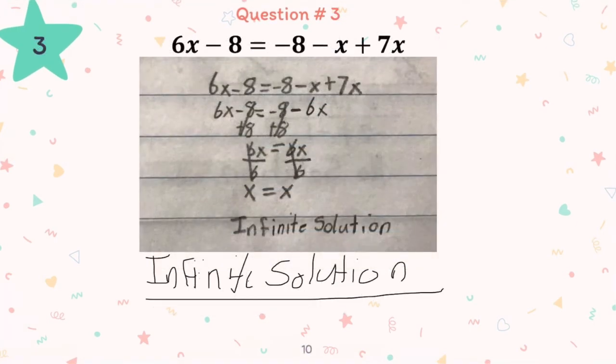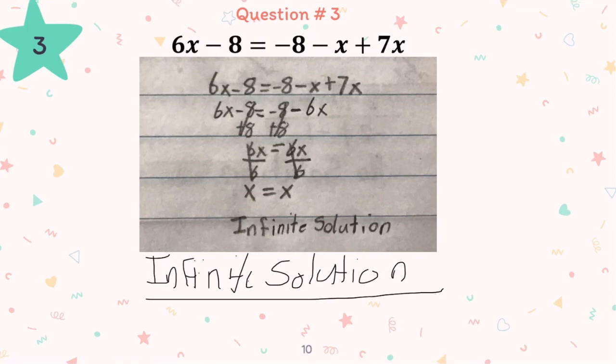So for this problem, the equation is 6x minus 8 equals negative 8 minus x plus 7x. So I added on the right side: negative x plus 7x, which equals 6x. So I rewrote the problem: 6x minus 8 equals negative 8 plus 6x.